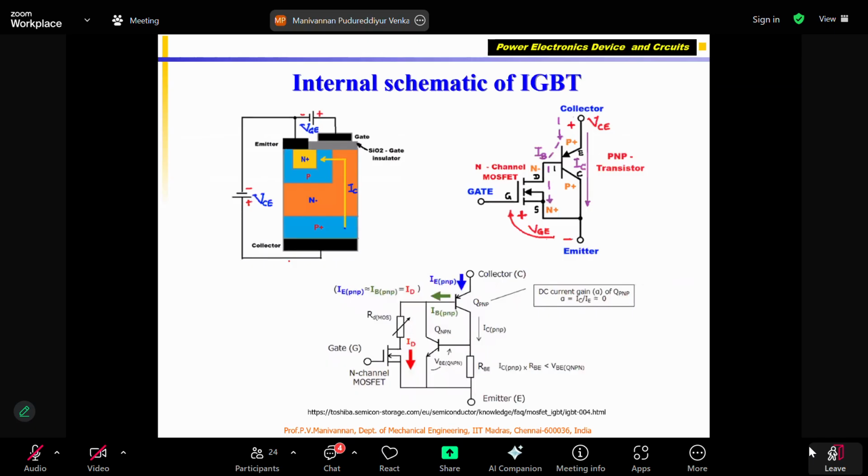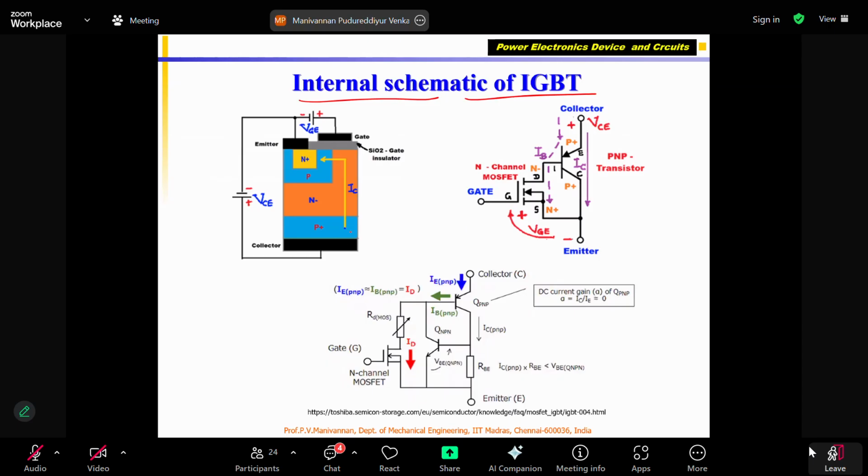Basically, this is the internal schematic of the IGBT. Take the pictures. Very important. In the exam, it is expected that you draw this picture properly. So this is the cut section view. Think of it like that, the cut section view of the IGBT. It is a 4-layer device. I told you it is a 4-layer device.